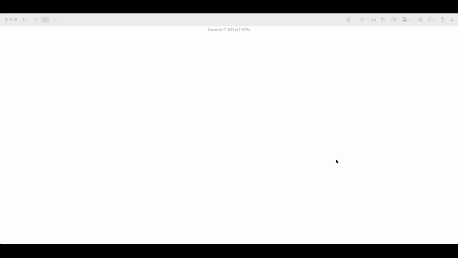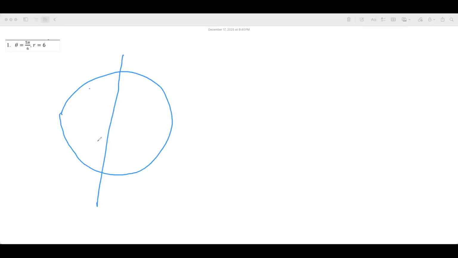Okay. Now, let's say I have this. Let me see how many of you are able to do it. Theta is 5 pi by 6. Where is this 5 pi by 6? Where is this angle first of all? In which quadrant is 5 pi by 6?